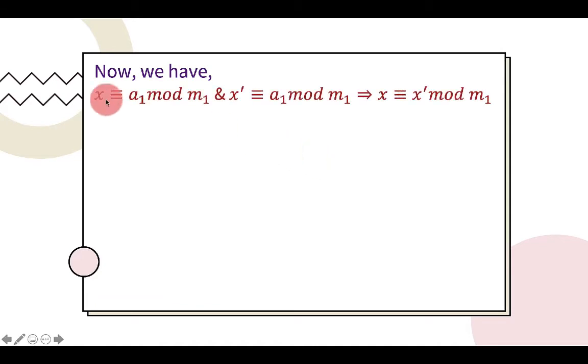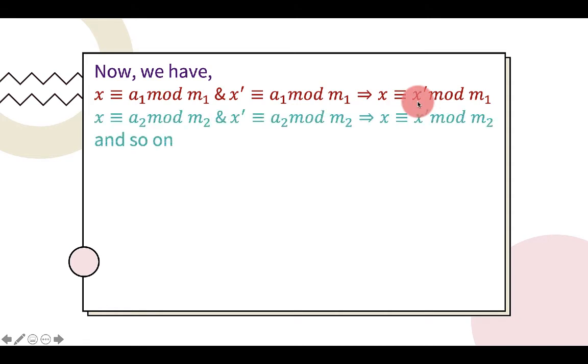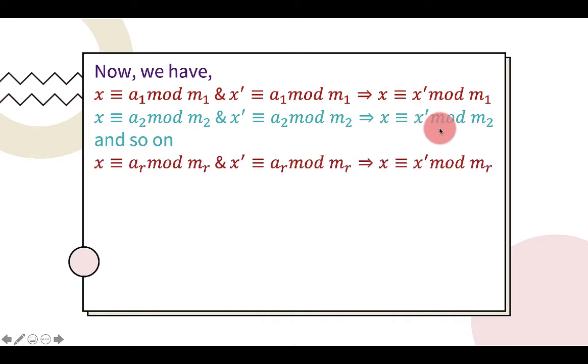Now, if we consider the first relations, x congruent to a1 modulo m1 and x dash congruent to a1 modulo m1, we get x congruent to x dash modulo m1. Since congruence relation is transitive, we have x related to a1 and a1 related to x dash must imply that x is related to x dash. Similarly, we get the congruence x congruent to x dash modulo m2 and so on, x congruent to x dash modulo mr.